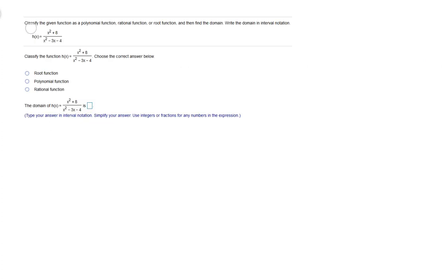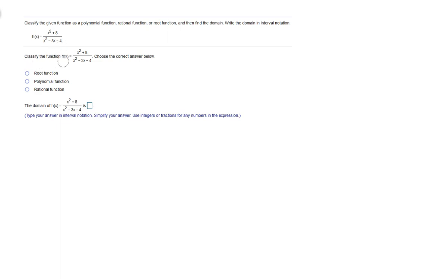The next example says classify the given function as polynomial, rational, or root, and then find the domain. Write the domain in interval notation. So this is the same directions as the last example. And this time we have h of x equals x squared plus 8 over x squared minus 3x minus 4.